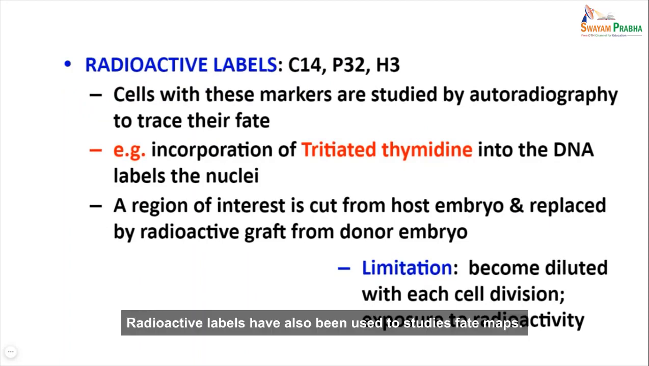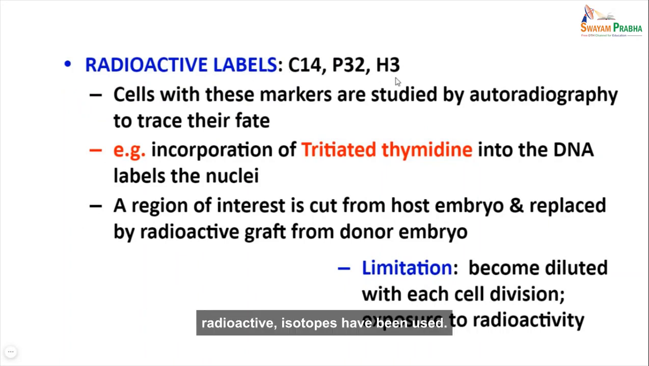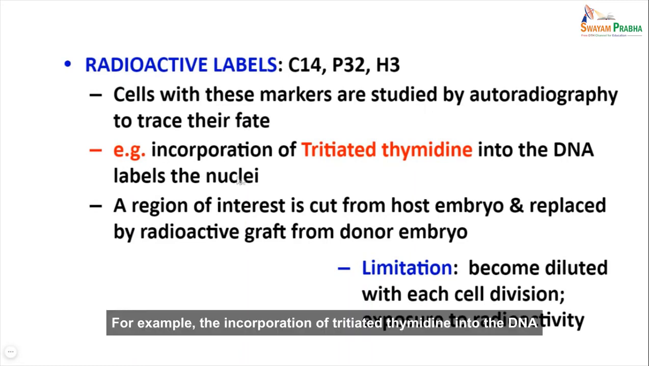Radioactive labels have also been used to study fate maps. For example, the carbon, phosphorus, and hydrogen radioactive isotopes have been used. Cells with these markers can easily be studied by autoradiography to trace their fate. For example, the incorporation of tritiated thymidine into the DNA will label the nuclei, and all the cells formed after cleavage having the labeled nuclei can then easily be studied.